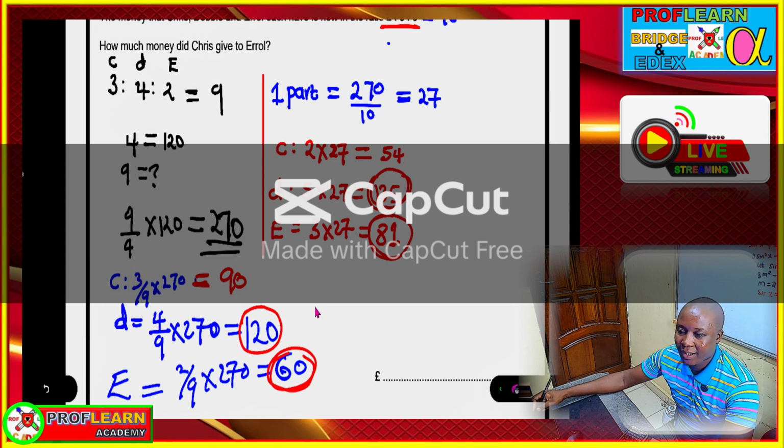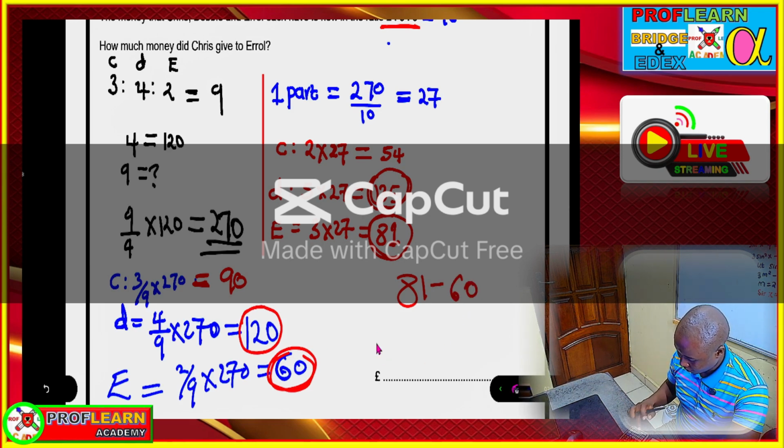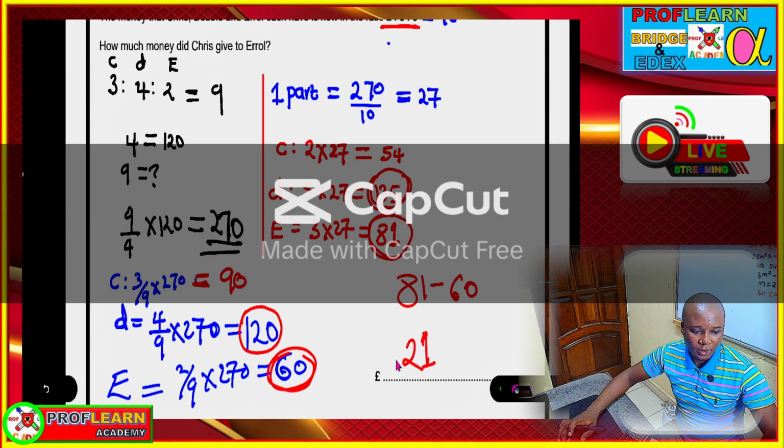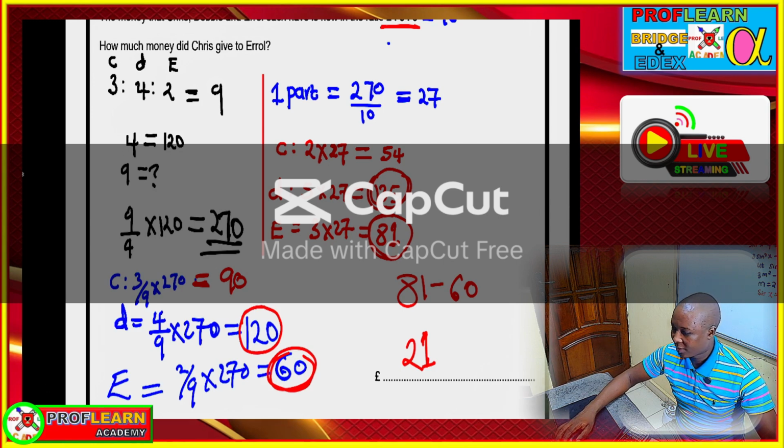So how much money did Chris give to Errol? The amount is going to be 81 minus the amount Errol was having initially, which is 60. So that is 81 minus 60, which translates to 21. So the amount that Chris gave to Errol is 21 pounds. I believe we are together up to that point.